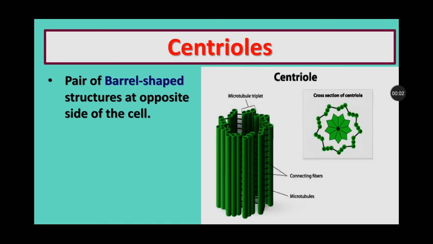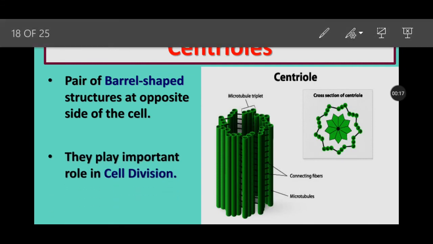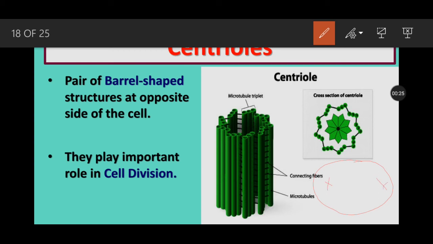Now the next organelle is the centriole. It's a pair of barrel shaped structures at the opposite sides of the cell. Basically, they are present at opposite sides in a cell, and they play an important role in cell division. As you can see, if this is a cell, these centriole structures are present at opposite sides, and during cell division, their function is to produce microtubule filaments from one side of the cell to the other side of the cell, like this.